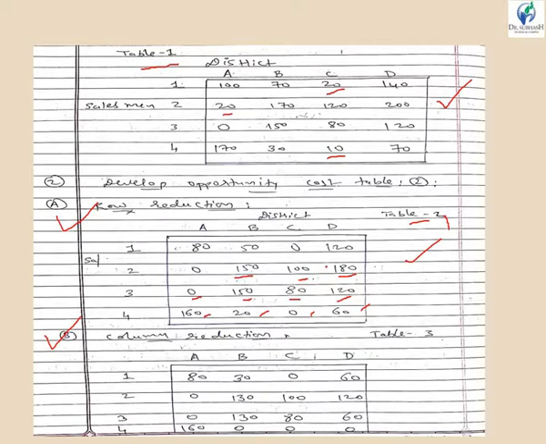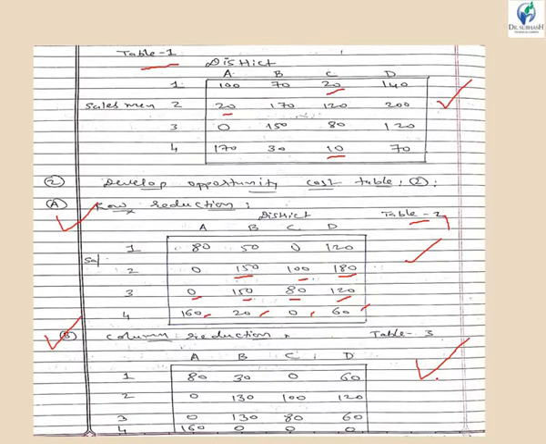Similarly, for the D column, the smallest element is 60. Subtracting it from all the other elements will give you 60, 120, 60 and 0. So this is table 3, that is of column reduction. That table we will use as a reference to do the assignment. That is our third step.